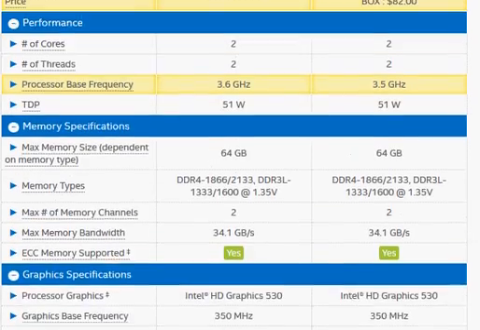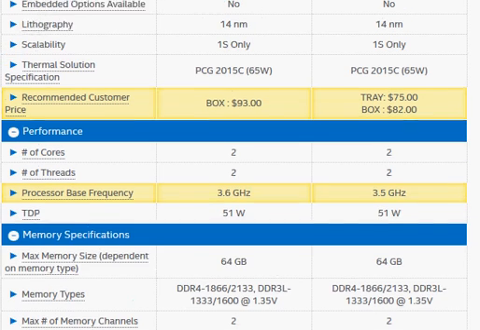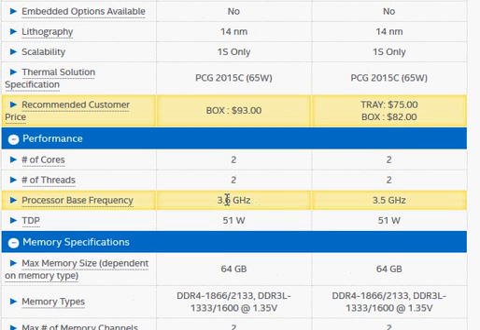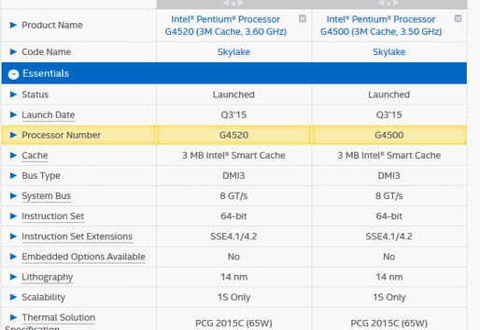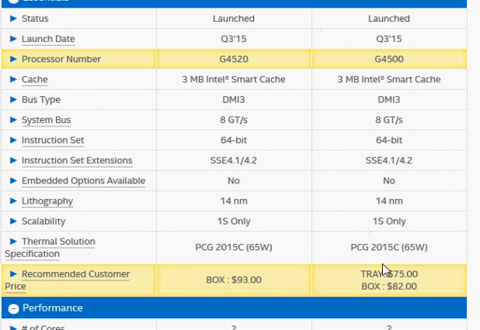There are only two differences, one difference, that's clock frequency and a corresponding increase in the price. So if you are looking for an ultra low cost, G4500 makes sense, and there's even lower cost, we have G4400 which is going to cost like $64.